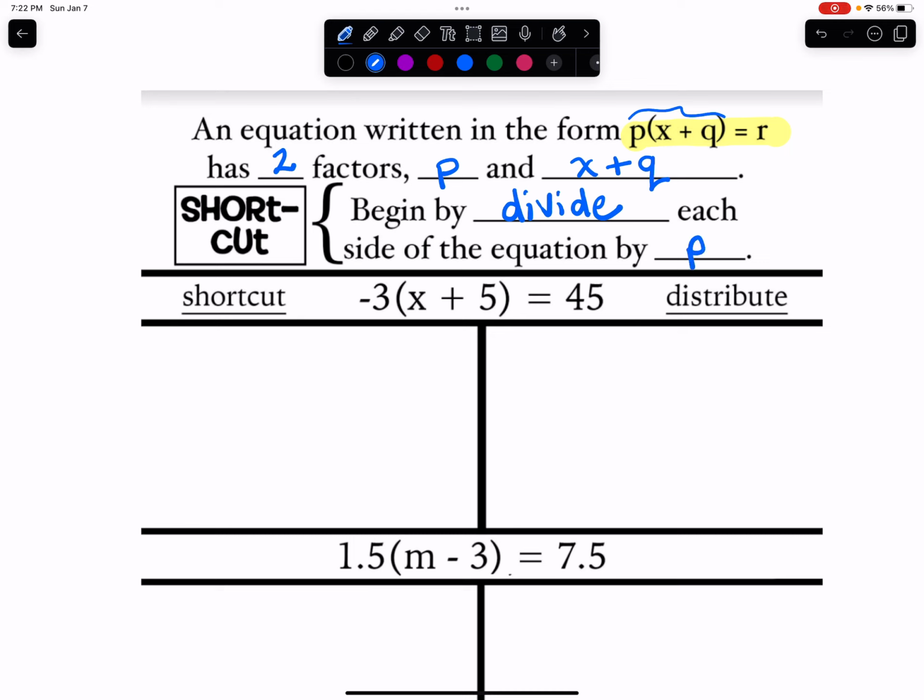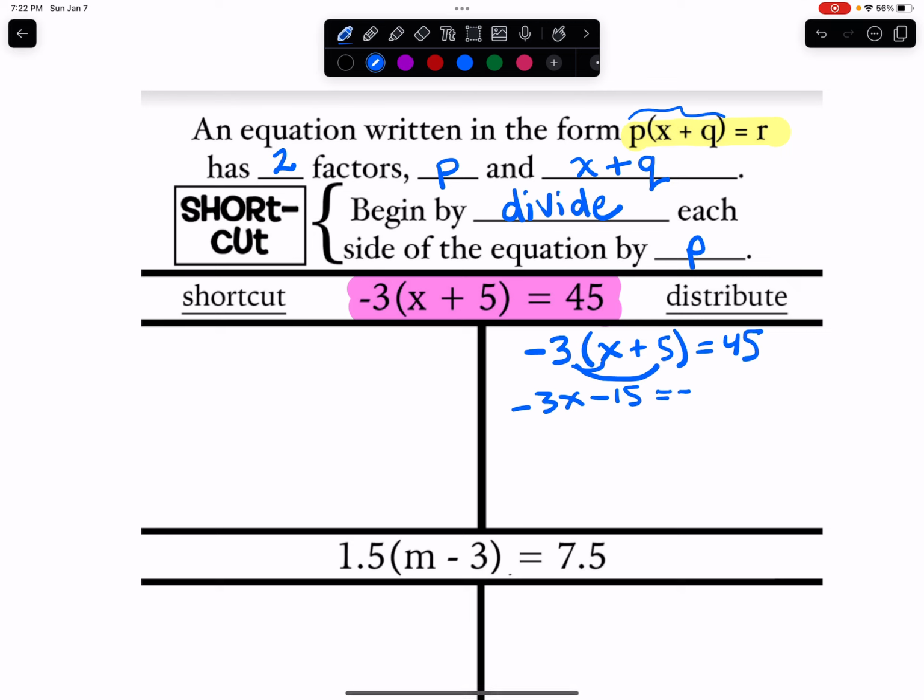So we're going to do a few examples here, and we're going to do it both ways, distributing and the shortcut. So first up, we have this equation, negative 3 times the quantity x plus 5 equals 45. And let's start by doing it by distributing, because that's probably how you would do it if you didn't know the shortcut, right? So let's give it a chance. To distribute, I would do negative 3 times x and negative 3 times 5. So negative 3 times x, of course, is negative 3x, and negative 3 times 5 is negative 15.